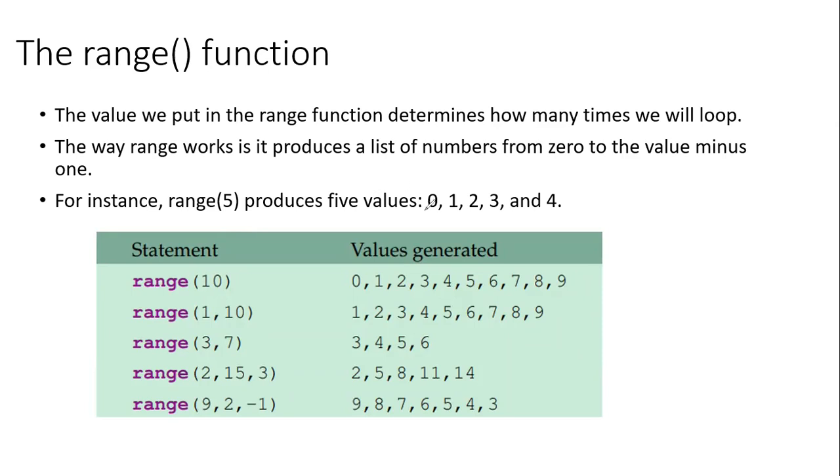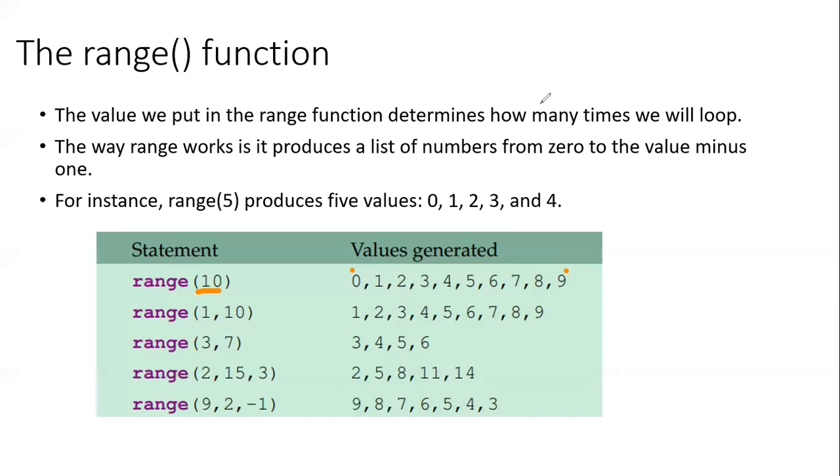Why is that? Because it starts from 0. Then 0 to 4 means 5 numbers. Just remember it. Then if you write 10 here, 10 values will be produced. So the 10 values are 0 to 9. Therefore, the last value is not 10, the last value is 9. Why? It starts from 0.